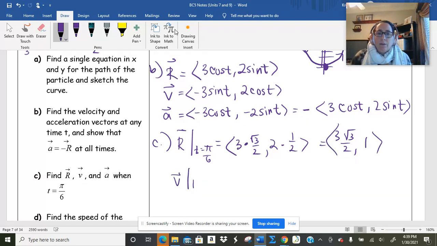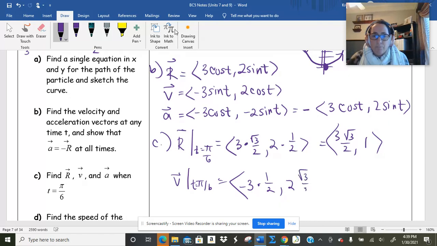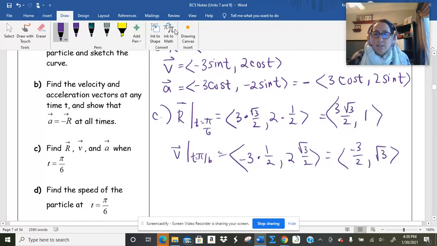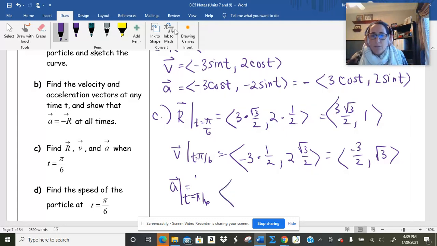So my velocity here at pi over 6 is going to be negative 3 times sine of pi over 6, and then 2 times cosine of pi over 6. Feel free to rewrite that to make it prettier. And then what's nice is the acceleration. We have already shown that the acceleration is the opposite, so all I have to do is change the signs of what we had.